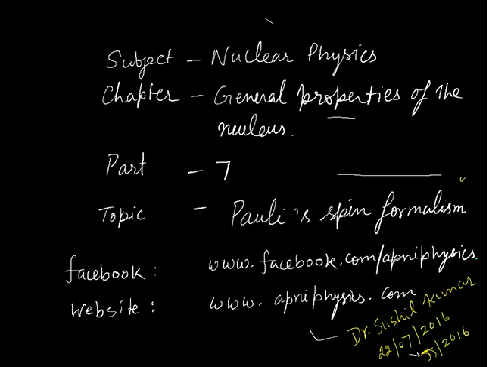Nuclear physics subject, in which the chapter is general properties of the nucleus. This is the 7th part of this nuclear lecture series. The topic is Pauli's spin formalism.